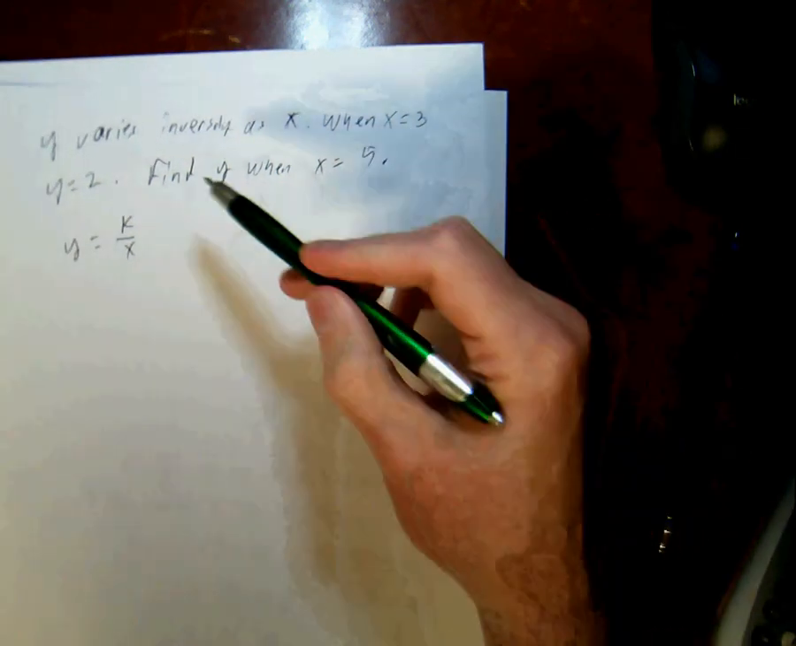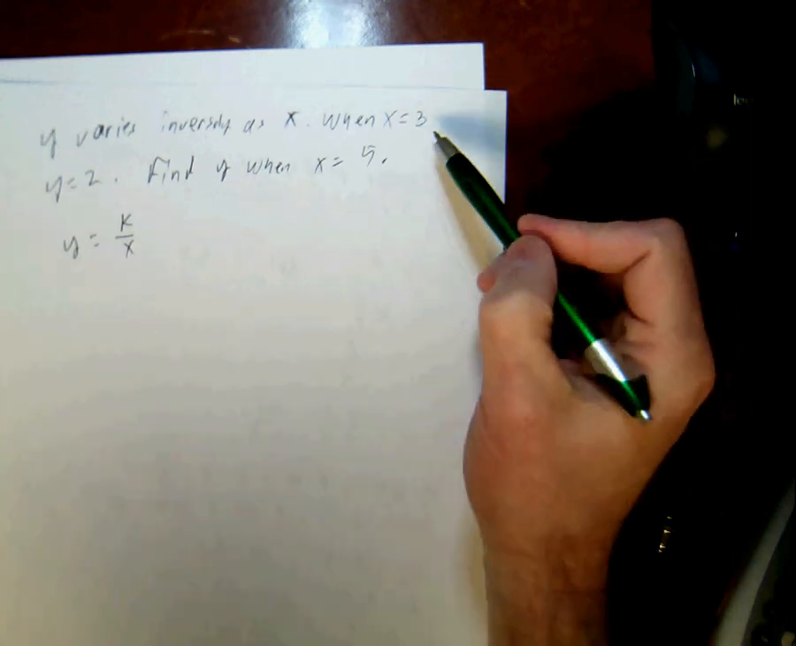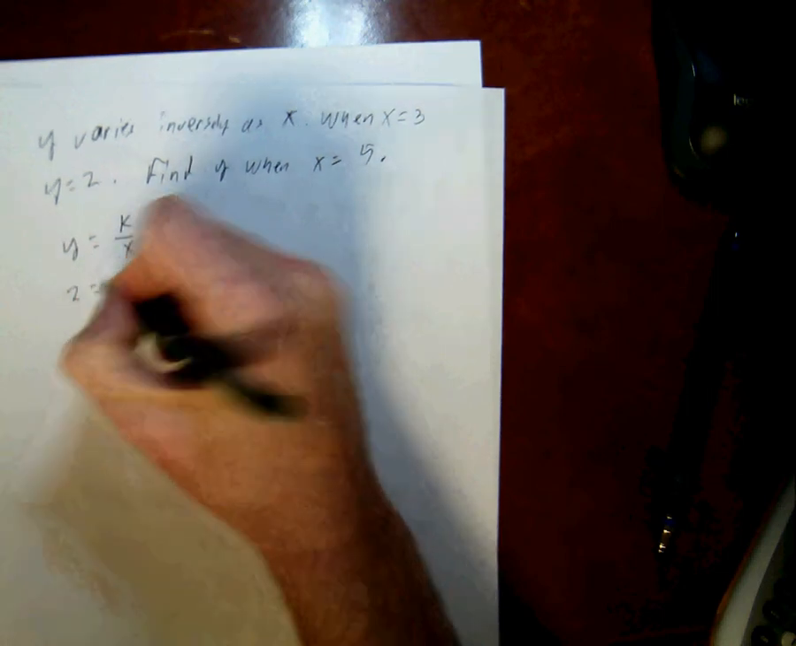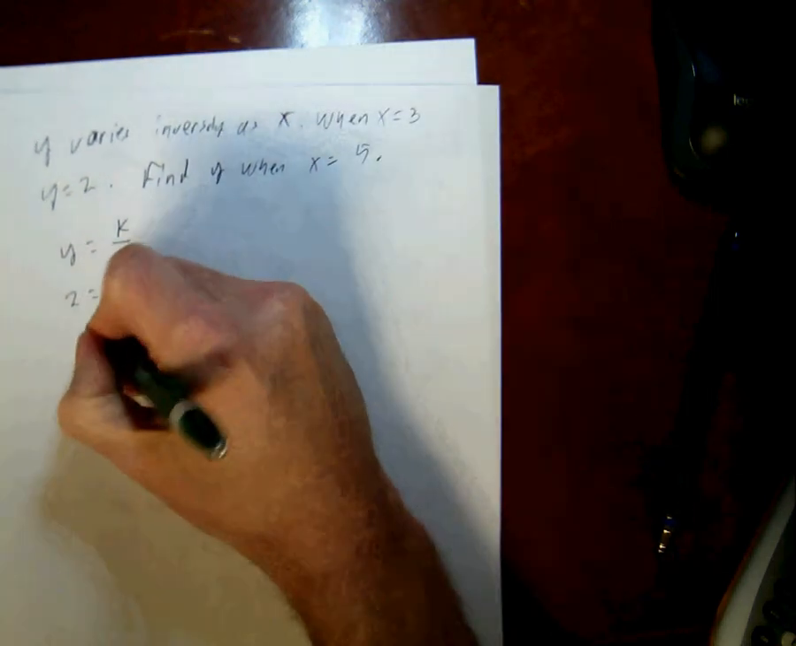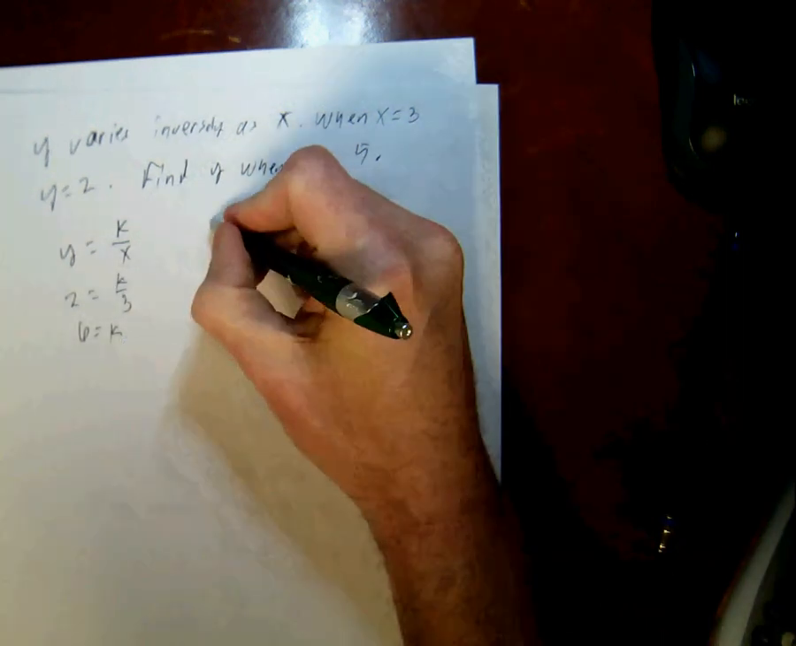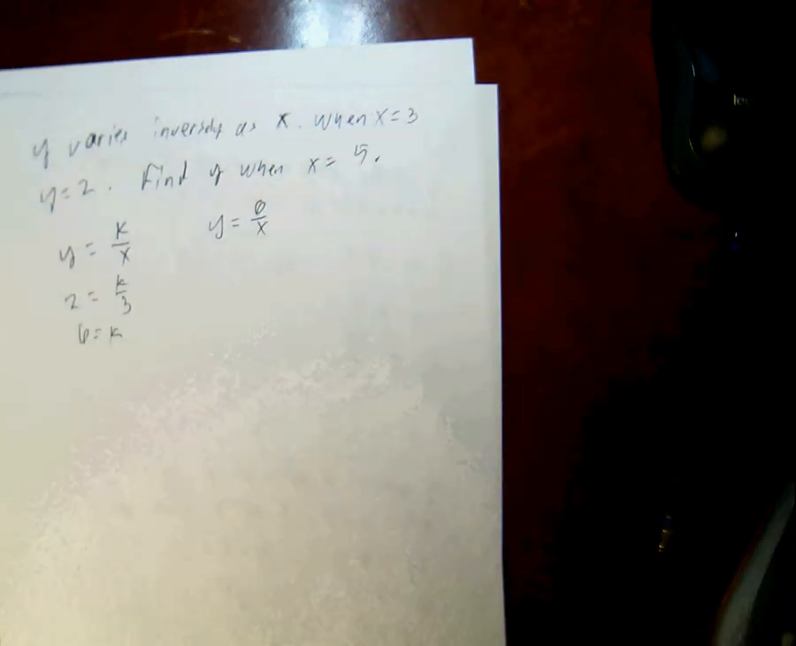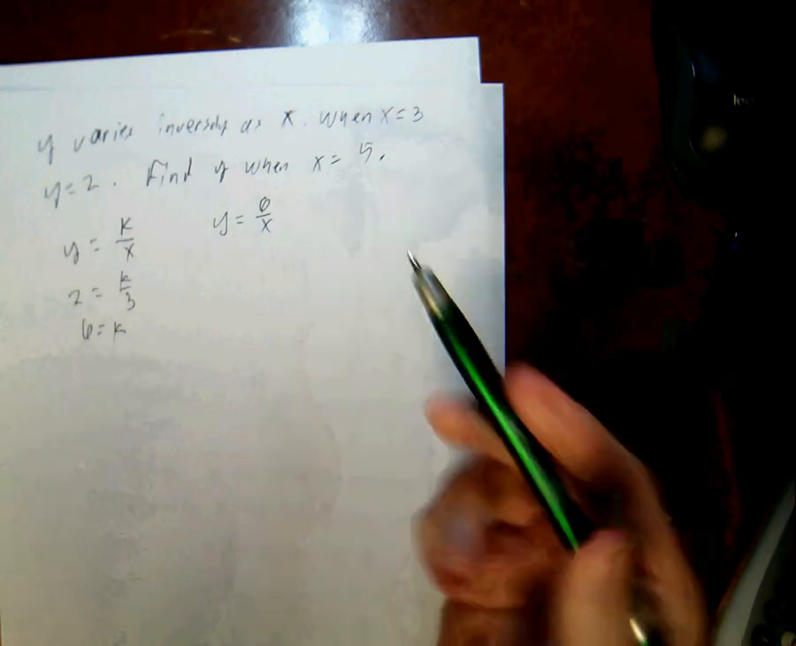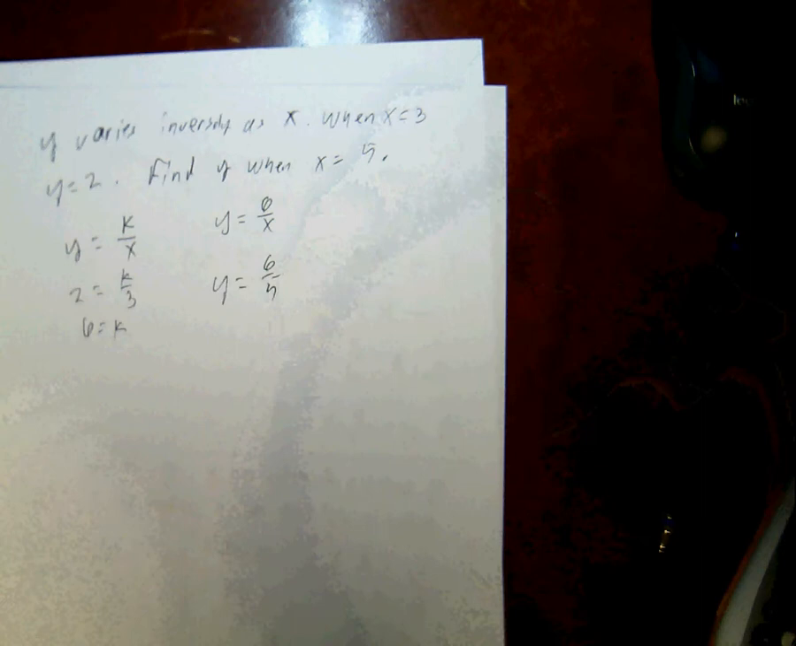Now my job is to figure out what k is. To figure out what k is, they tell me x is 3 and y is 2. So 2 is equal to k over 3, and I end up with k is equal to 6. Now that I know k equals 6, I can write my equation as y is equal to 6 over x. And next it says find y when x equals 5. So y equals 6 over 5, and we found our answer.